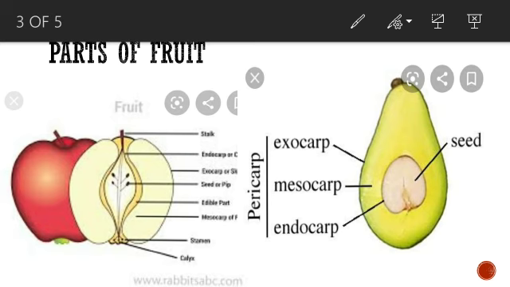Students, if we see different fruits, for example mango, apple, jackfruit, cashew nut, we can observe their skin, their shell, their seeds, all are different, isn't it?